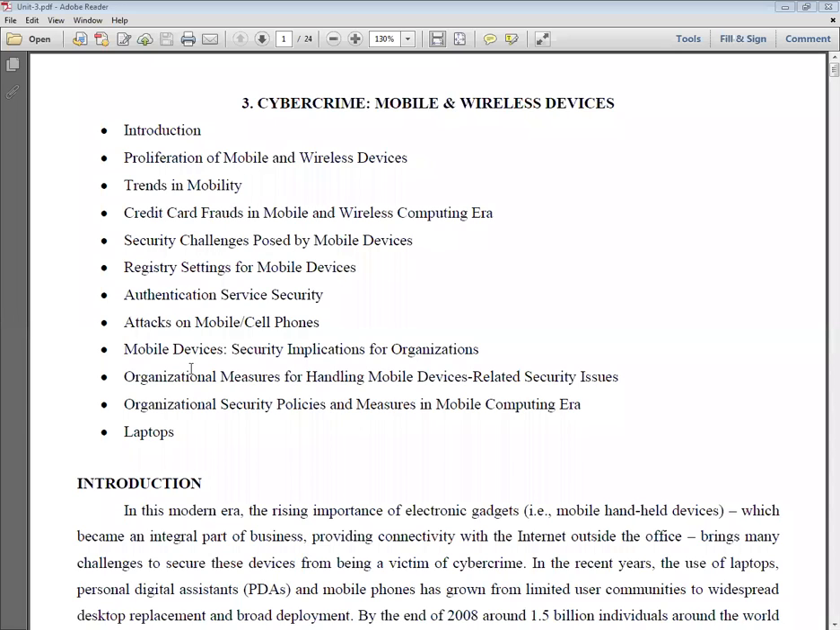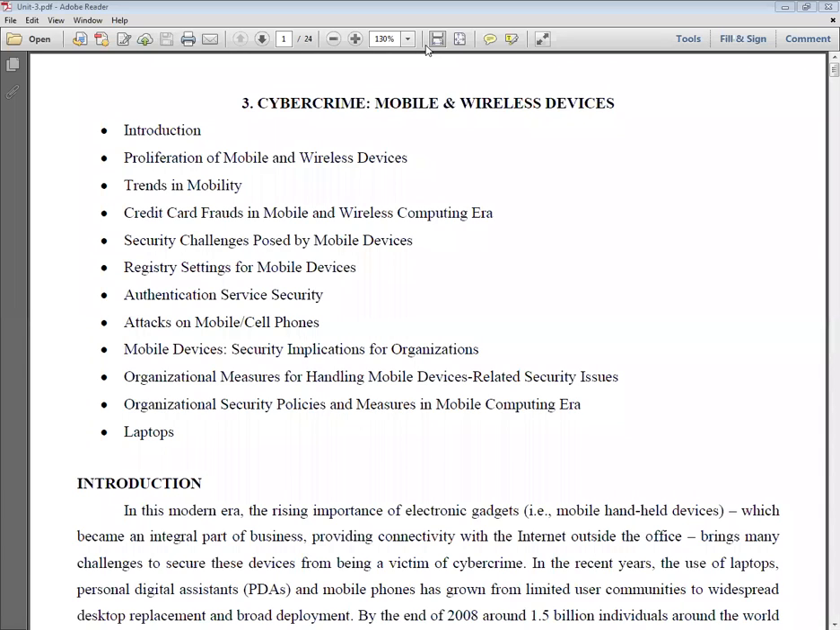As discussed, from today's class we shall discuss the third unit. For the first internal examination, we'll be having units 1 to 3 as your syllabus, and we have completed unit 1 and unit 2. So the name of unit 3 is Cybercrime in Mobile and Wireless Devices.